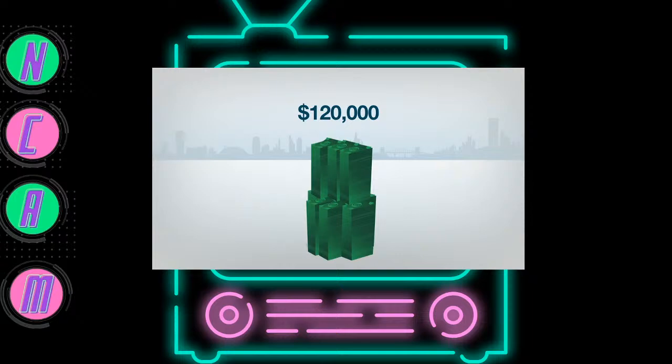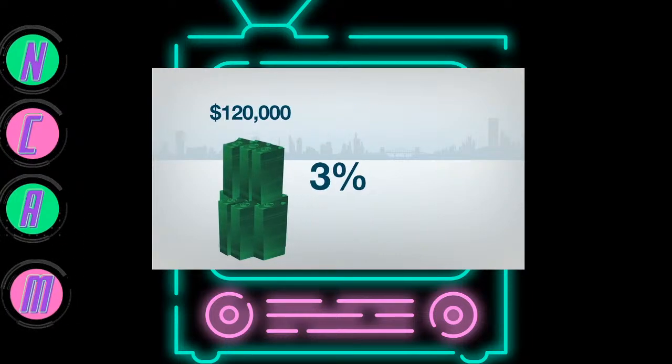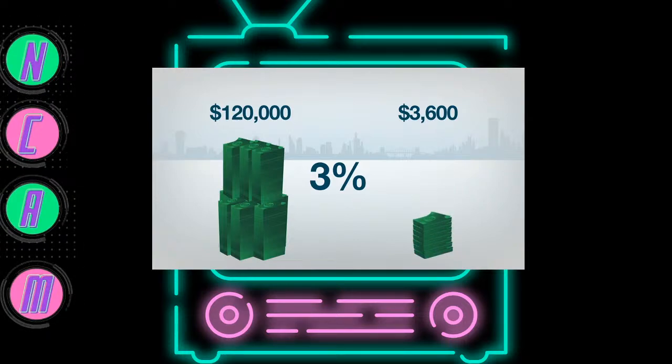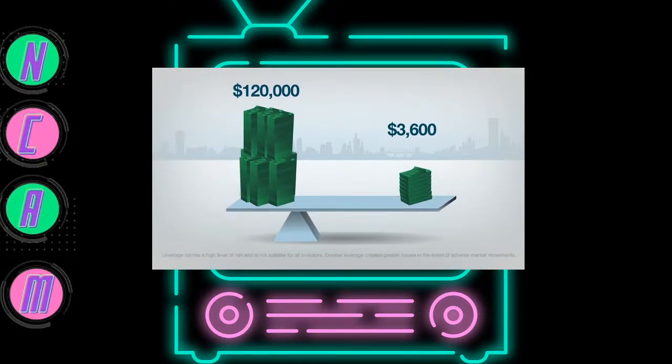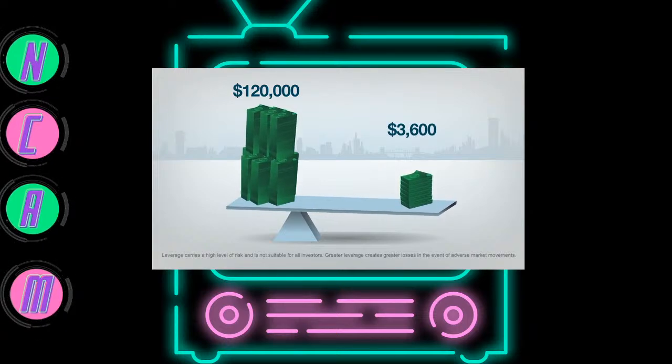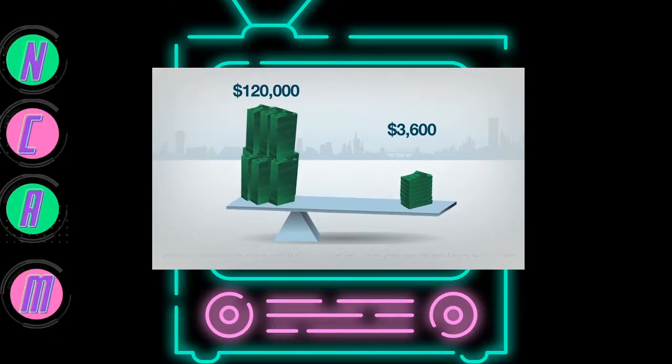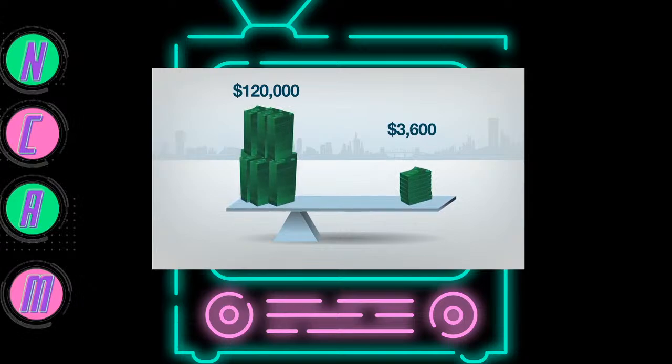Instead, she pays the margin requirement. Let's say the margin requirement was 3%. 3% of $120,000 is $3,600. That's the amount the investor needs in her Forex account to place this trade. This brings us to another key element of the Forex market: leverage. Leverage enables investors to control a large investment with a relatively small amount of money. In this example, the investor is able to control $120,000 with $3,600.